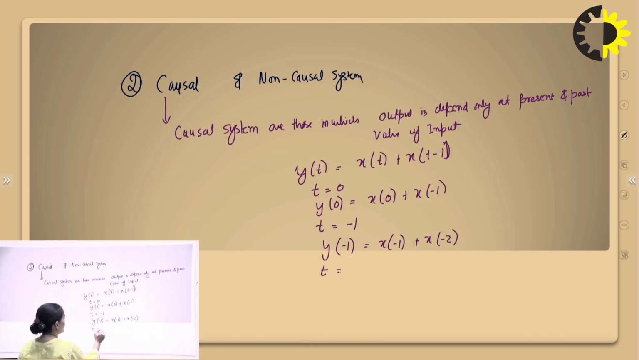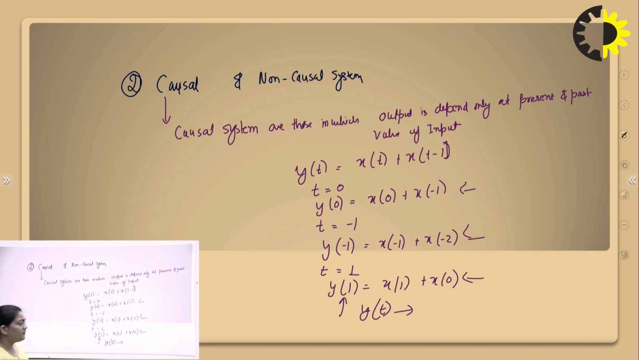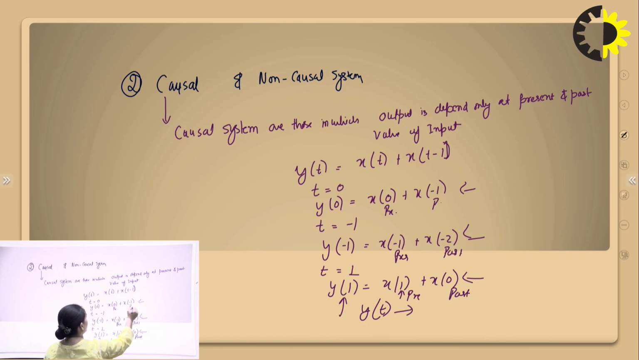At t equals 1, y of 1 is equal to x of 1 plus x of 0. So you see, in all these three, the output, that is y of t, depending upon the value of t, will always depend upon the past value. This is the present value and this is the past value. This is the present value and this is the past value. This is the present value and this is the past value. So the output depends only on the present and the past values of the input.